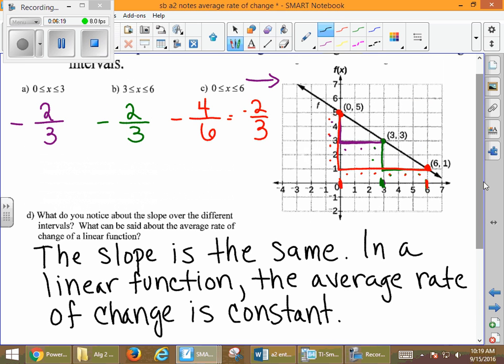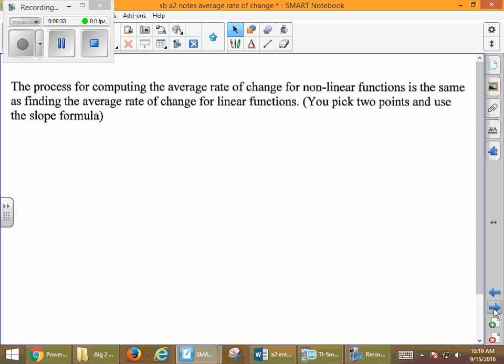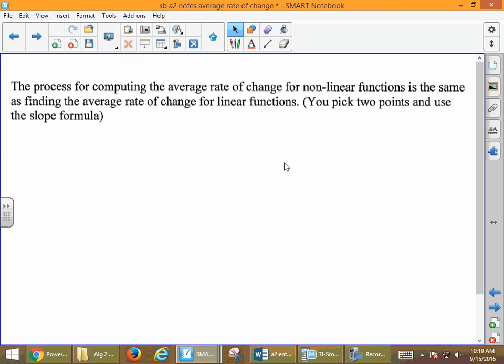That's for a line. You get negative 2/3 everywhere on a line for the slope, for the average rate of change. But we don't have to have the same value every single time. The process for computing the average rate of change is the same. For nonlinear functions, it's the same as finding it for linear functions. We pick 2 points, and we use the slope formula.